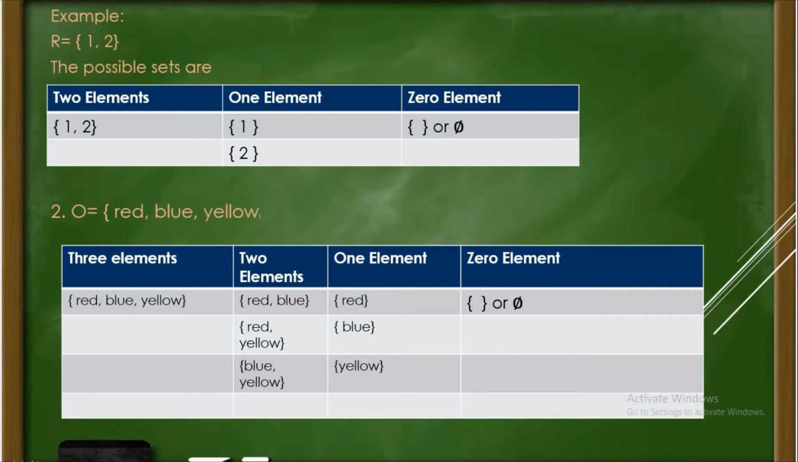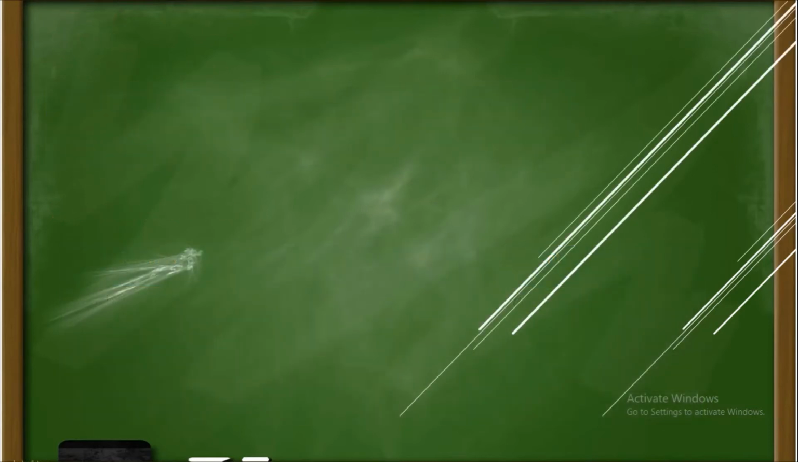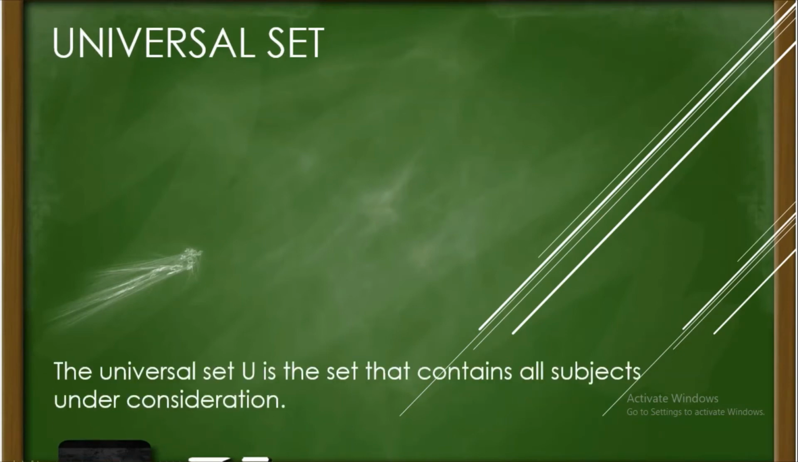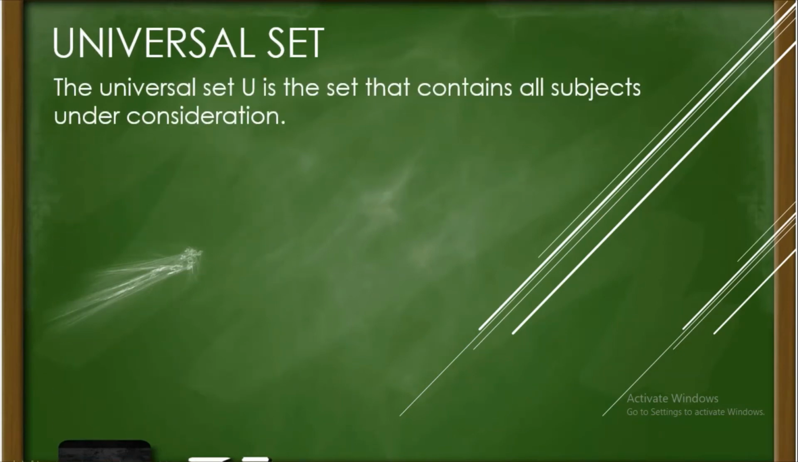We can use a table in identifying subsets from a certain set. Universal set. What is universal set? So the universal set U is the set that contains all subjects under consideration. So ibig sabihin nito, universal set. Lahat ng mga element na pwede nating ilagay, yun yung universal set. And that is represented by letter U.